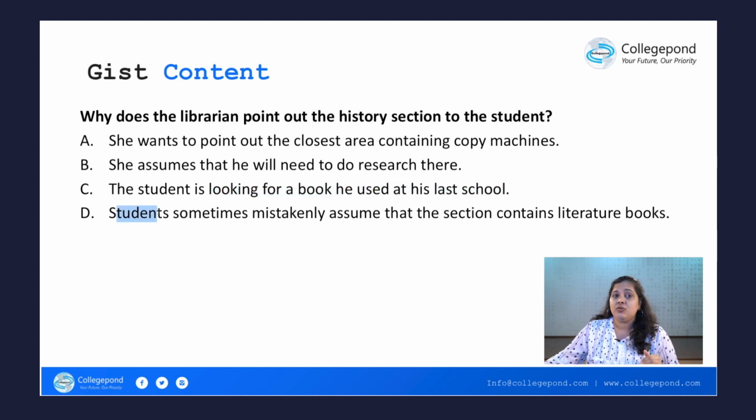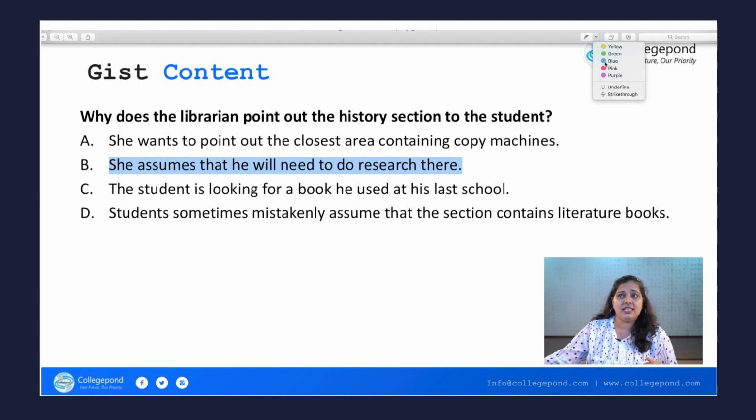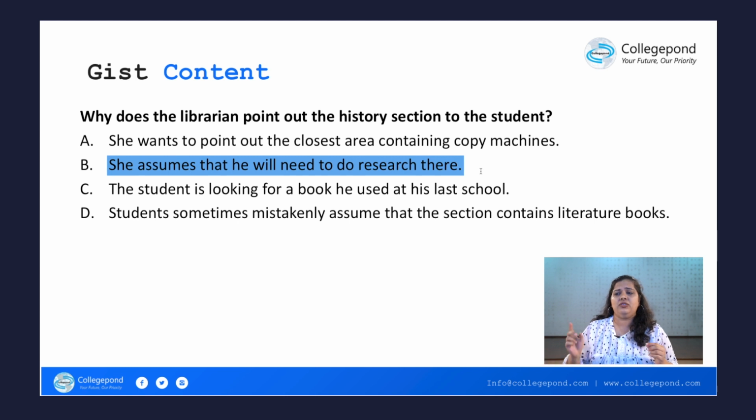Option D says students sometimes mistakenly assume that the section contains literature books. But really, when we were talking about the history section, did we talk at all about literature books? Not really, not in that part. So the correct answer would be she assumes that he will need to do research there, because she says that there is the research section, the history section there, and most students in his domain go there and do research. So she's assuming that he would want to do the same. So that's your correct answer there.